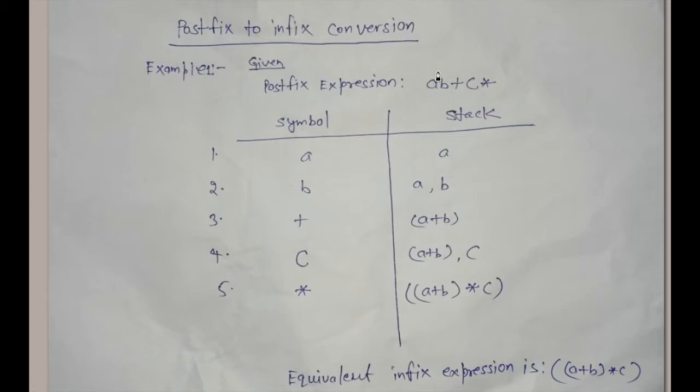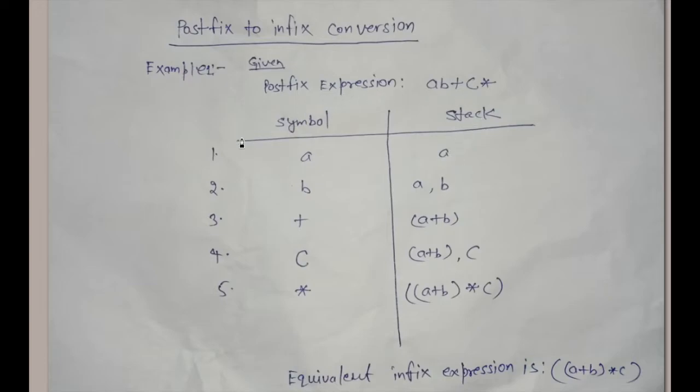First we have to scan the symbols from left to right, one by one, and we will put the values into a stack. What is the role of the stack? I think everyone knows. Basically two operations are performed here: push and pop. Push is used to insert an element into the stack, and pop is used to delete an element from the stack.